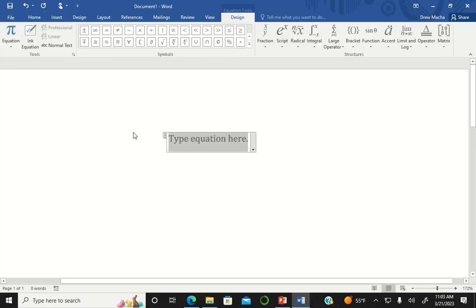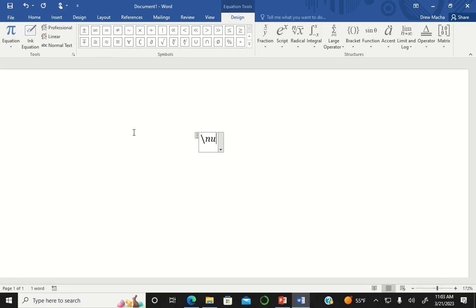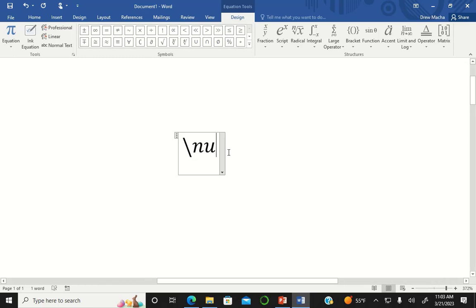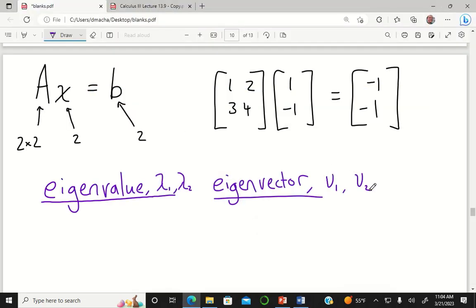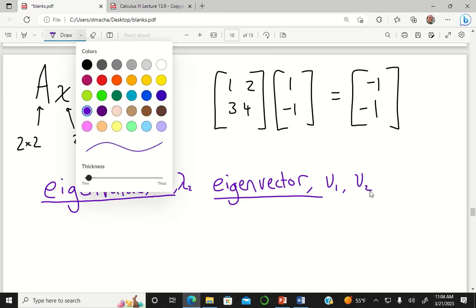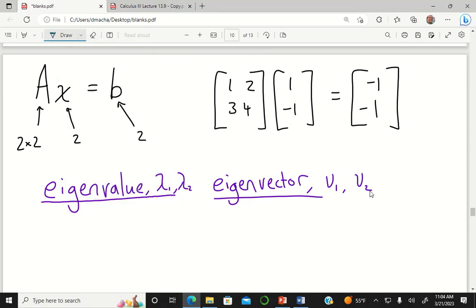But the lowercase Greek letter nu, which I think is just spelled N-U, looks pretty much like a lowercase v, and so it's hard to tell the difference. But that's what I'm trying to use as a symbol for eigenvector. So here's the definition of what an eigenvalue and an eigenvector are.